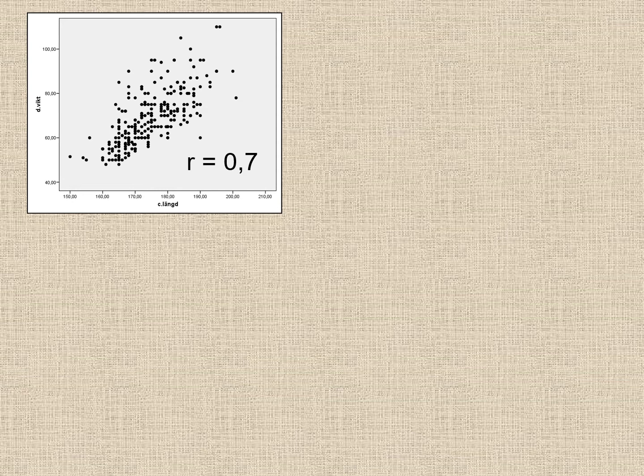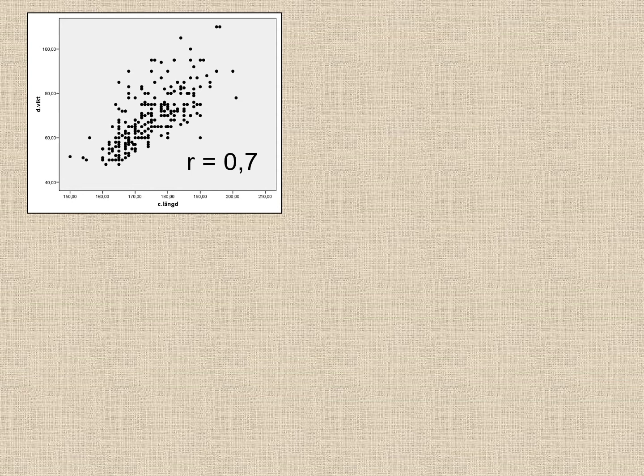So here we have plotted height on the x-axis and weight on the y-axis. We see a quite clear, strong positive correlation here. So this is actual data. We see here the taller people are, the more they weigh. The shorter they are, the less they weigh. And the Pearson correlation for these two variables is plus 0.7.